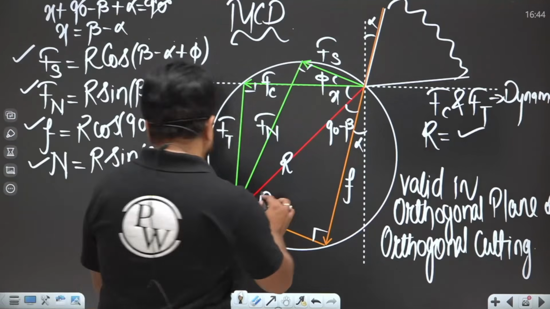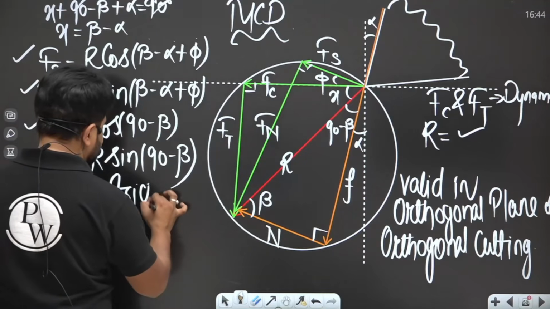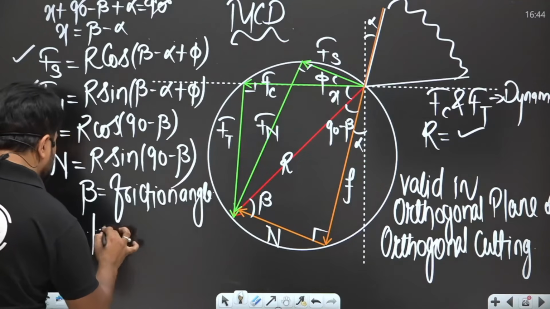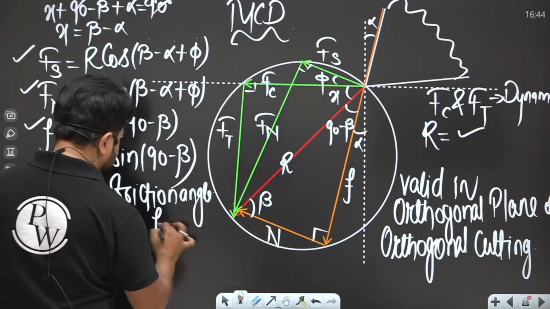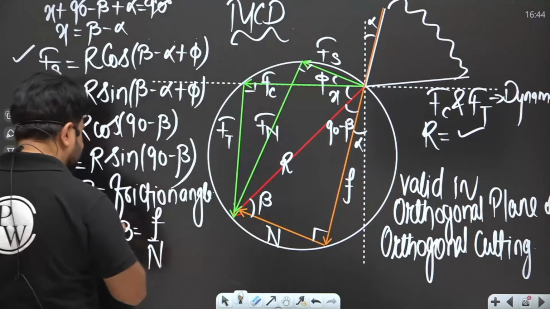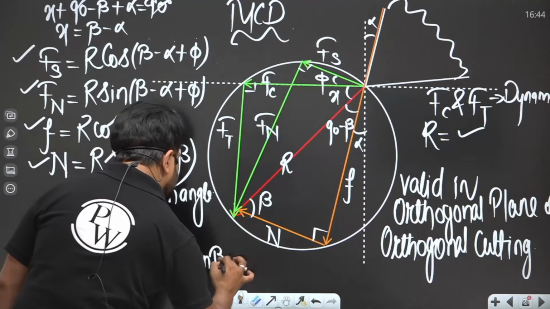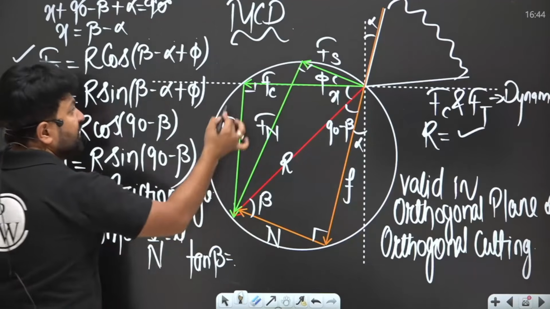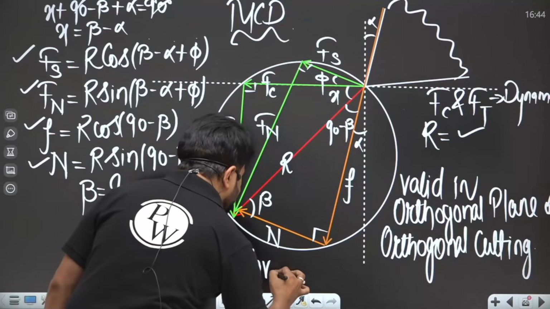Sometimes what happens? Beta is basically the friction angle, right? So you know tan beta equals F by N from the mathematical point of view, but practically you can find that tan beta, basically F by N, is mu. But here the coefficient of friction is going to vary. So generally we take the average coefficient of friction.